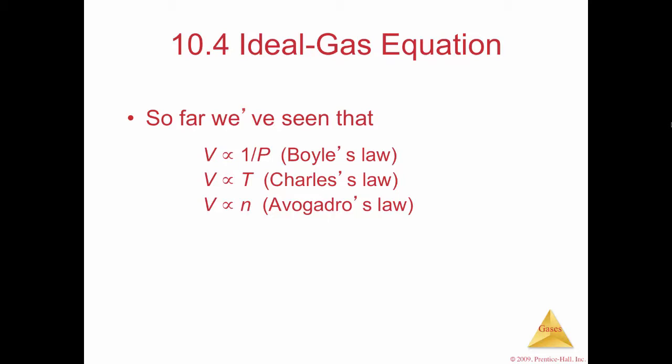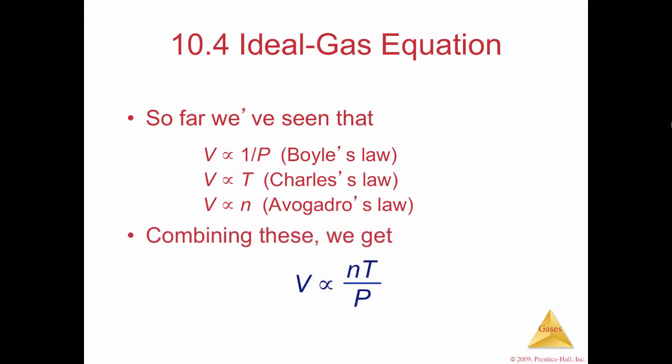10.4 Ideal gas equation. So far we've seen that volume is proportional to 1 over the pressure, or we could reword that and say that volume and pressure are inversely related. This was Boyle's law. We know that volume is proportional to temperature. Charles' law says that when the volume goes up, the temperature goes up, or if you heat something, it expands. If you cool something, it contracts. And we also know that volume is proportional to the moles of a gas, which is Avogadro's law.